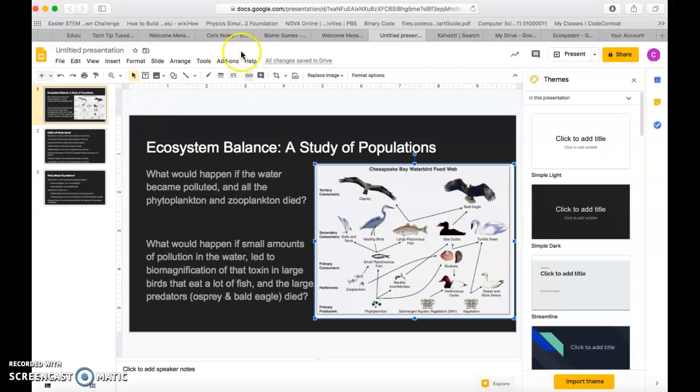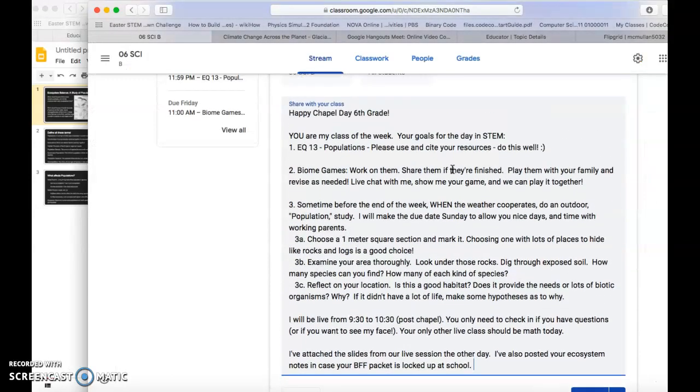First of all, if you haven't looked at your post for the day, I think that would probably be helpful. So if you look at your sixth grade post, just a reminder: EQ 13 over populations is due. I'm going to be talking about populations some more in this screencast, so it might be beneficial to you to listen.